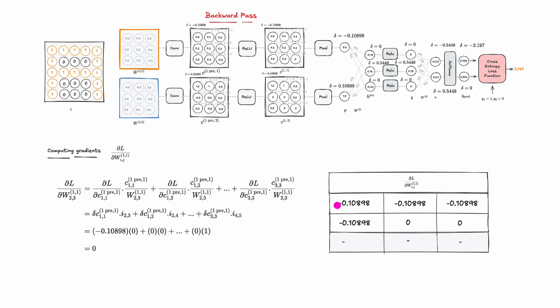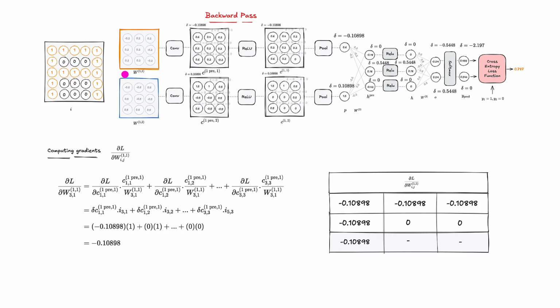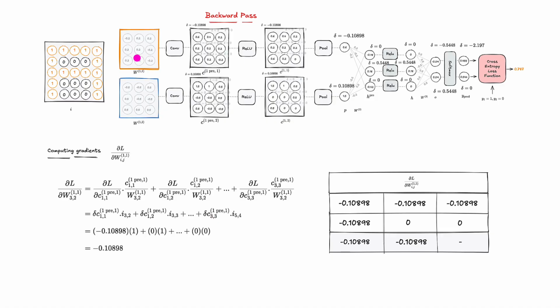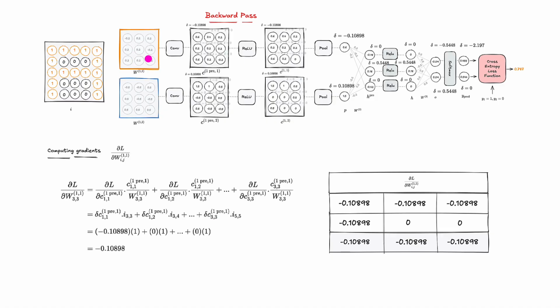And that's why we see 0 here instead of negative 0.108. For a similar reason, we see that changing this neuron does not affect the loss as well. And we see that how changing this neuron affects the loss is by this value. And the same is for how changing this neuron changes the loss and how this neuron also changes the loss. So I hope all of that makes sense.